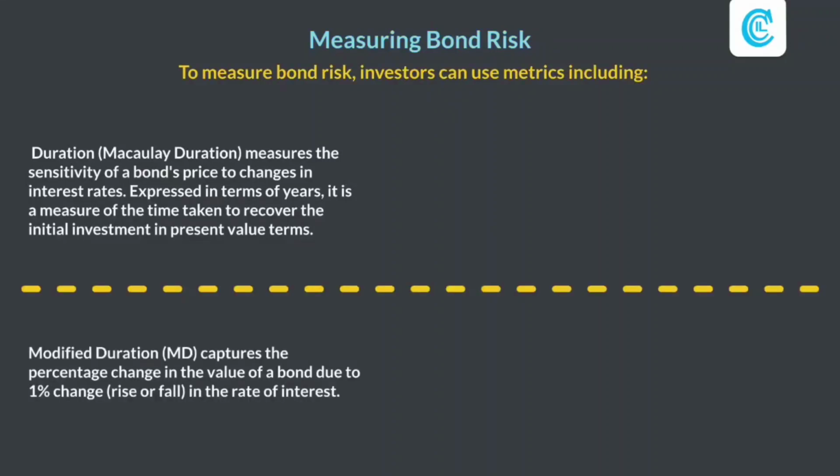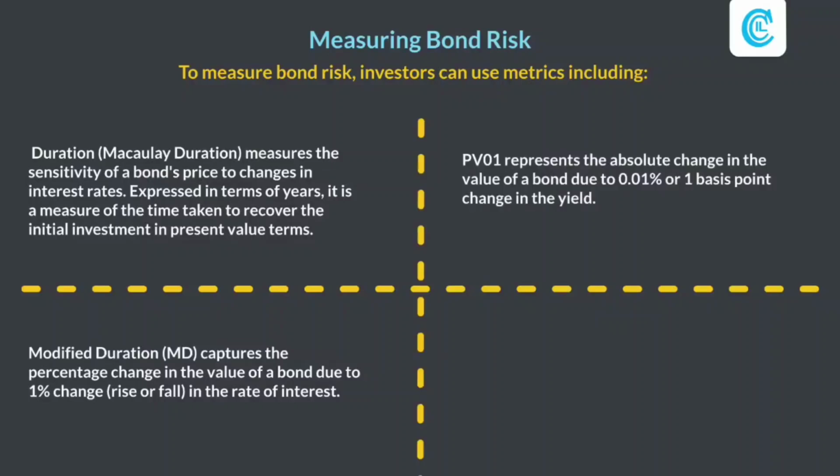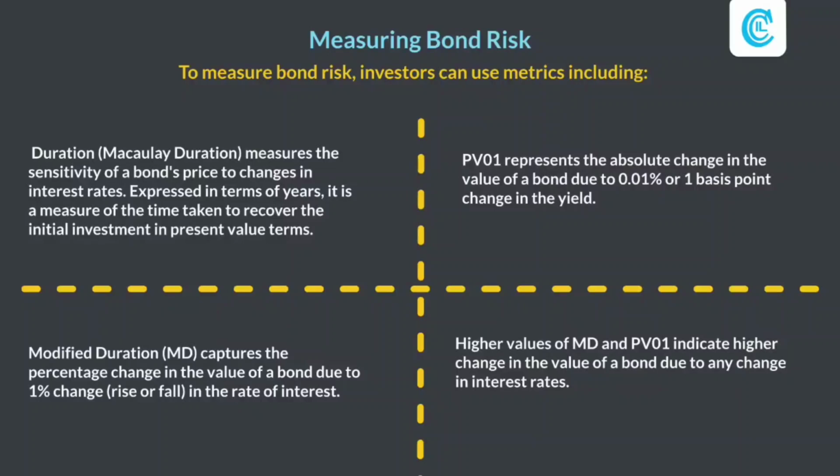Modified duration captures the percentage change in the value of a bond due to a 1% change in interest rates. PV01 represents the absolute change in the value of a bond due to a 0.01% or 1 basis point change in the yield. It measures the present value impact of a 1 basis point movement in interest rate. It is often used as a price alternative to duration, which is a time measure. Higher values of modified duration and PV01 indicate higher change in the value of a bond due to any change in interest rates.